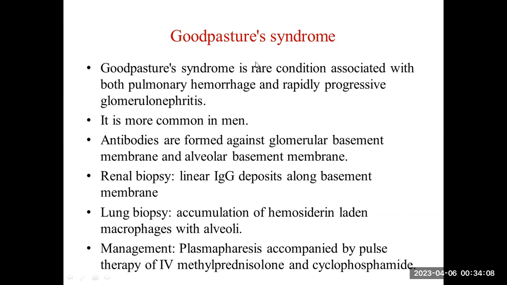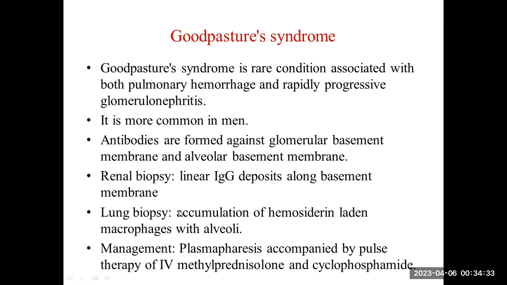To diagnose the condition in Goodpasture syndrome, you can do renal biopsy and you can also do lung biopsy. In renal biopsy, of course, you will have the crescentic type of glomerulonephritis with IgG deposits along the basement membrane, because the target in this disease is type 4 collagen of the basement membrane. So the immunological deposits will be located within the basement membrane and will be made of IgG antibodies.